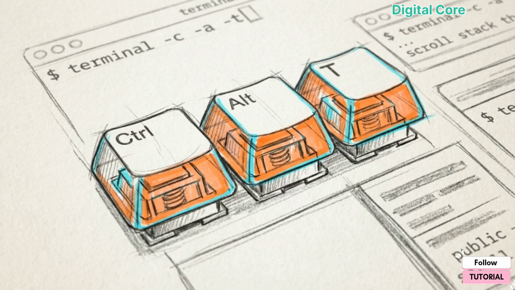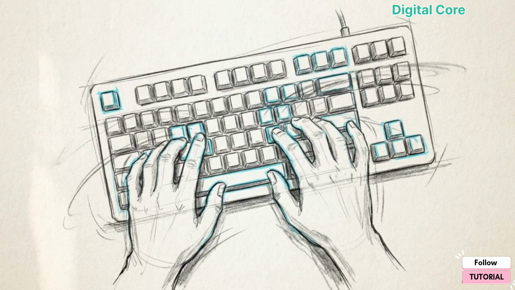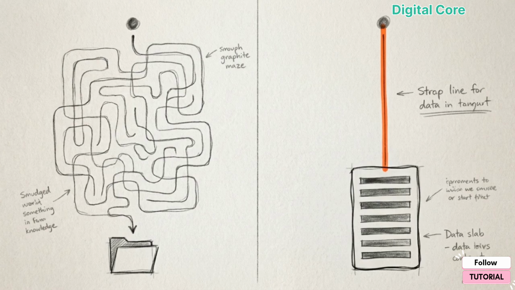To follow the steps in this tutorial, you will need a Linux terminal window, opened with Ctrl-Alt-T, and at least 2 sample text files in your current directory. Using the terminal allows you to access and display data with a few keystrokes, providing a more direct path to your files than searching through graphical folders.